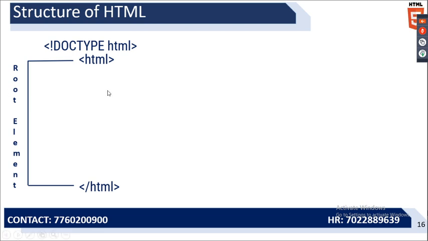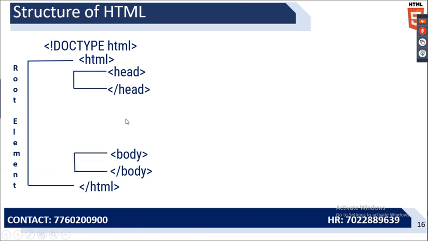Then, inside html, we have two children. For html, we have only two children: head as well as body. So we have only two children to this root element. So html is a root element, and to this root element we have two children, head and body. In detail, we'll see what the head section is and what the body is.